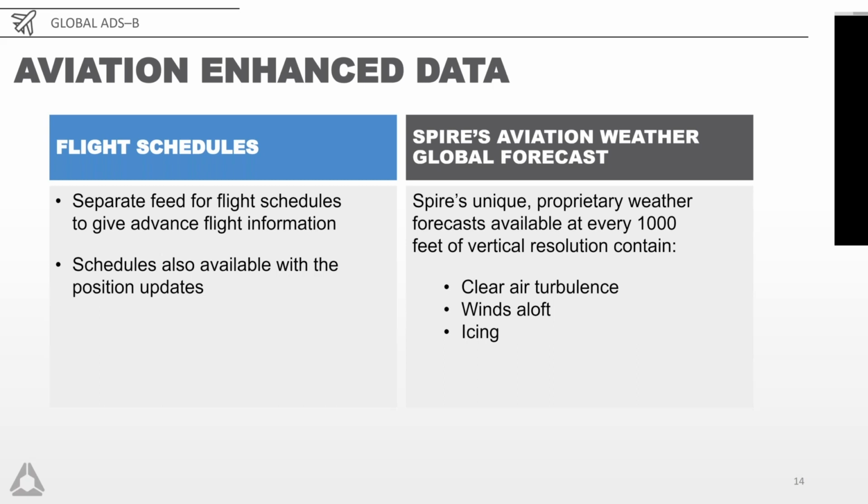And then we already offer Spire's Aviation Weather Global Forecast, but we want to integrate that even more fully into our products. So we will be offering clear air turbulence, winds aloft, and icing at every 1,000 feet of vertical resolution. So with that, I'm going to pass it over to Asma.